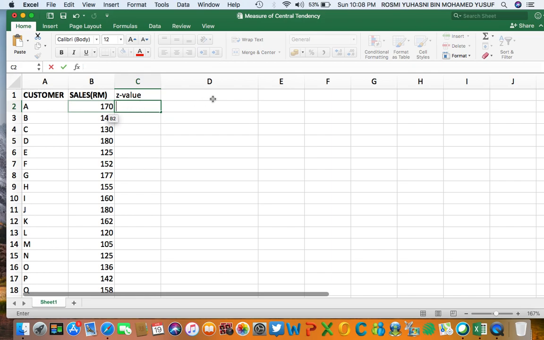Okay, simply to calculate Z value, it is the observation here minus the sample mean, or X bar, divided by the standard deviation, the standard deviation of the sample. From the previous tutorial, we have actually computed the sample mean, but anyhow, we have to do it again. Let's start all over again.